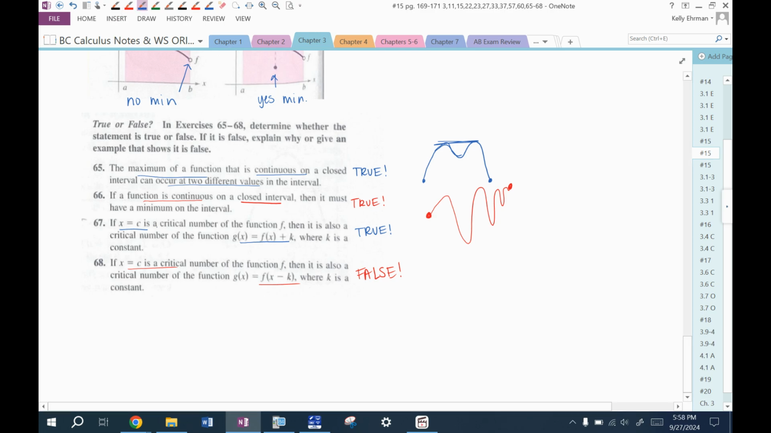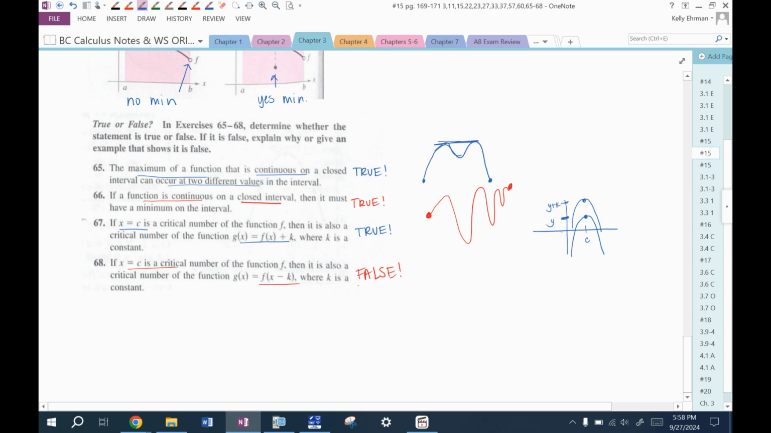67 is true because x equals c is a critical number. And it should also be a critical number if all we do is vertically shift the graph. Think about this. Critical number, let's just say that's the vertex of a parabola. It's a critical number because that's the maximum. If all you do is shift the graph up k units, so now instead of sitting at this value here, you're sitting at a value that's k higher, that's still going to have a maximum here at C. That's the location of that vertex.